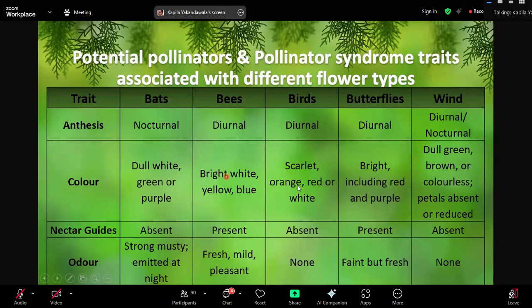But bee, bird and butterflies, they can see the color. So they are colorful. Bee pollinated flowers, usually white, yellow or blue. Usually, right? Even there could be red color flowers. Bird pollinated flowers, scarlet red, orange, red or maybe white. Butterfly pollinated flowers are usually bright, red or purple. Bright means it could be yellow, orange, any colors. So remember, bee, bird and butterfly pollinated flowers are colorful.